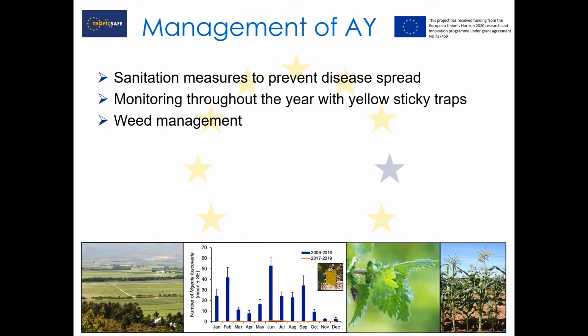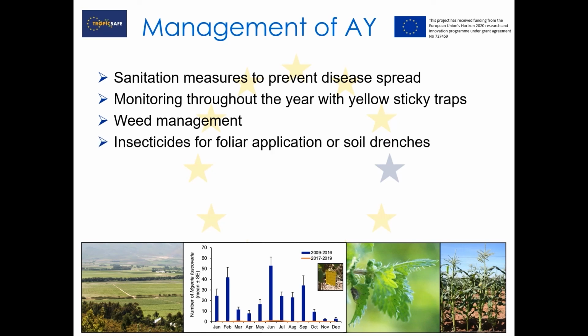Weed management is essential as weeds from different plant families are hosts of aster yellows phytoplasma and may serve as the phytoplasma source. In addition, planting of crops that are hosts of aster yellows, such as maize, between young grapevine plants should be avoided.